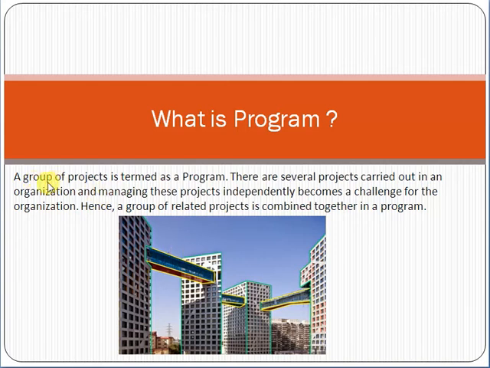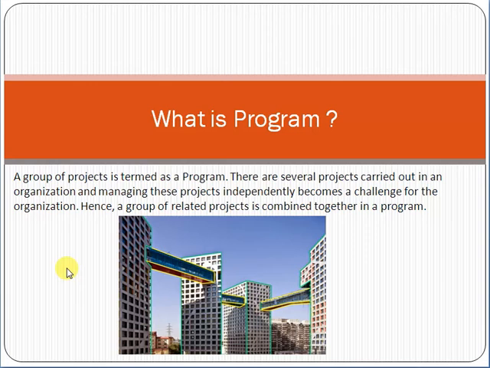Now again, we need to read this definition. A group of projects is termed as a program. Just see these buildings. If one building is a project, see from here, there are 4 buildings, so every building is a project. That means there are 4 projects, but it is not the case that these 4 projects are independent. Every project is interlinked with the other project.